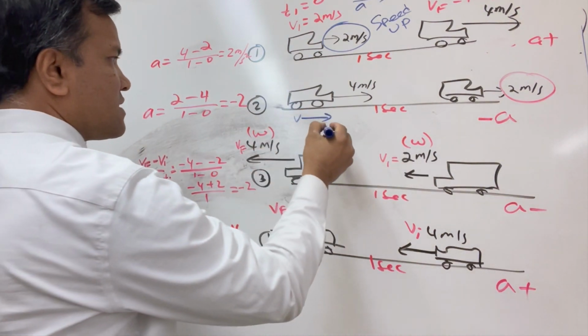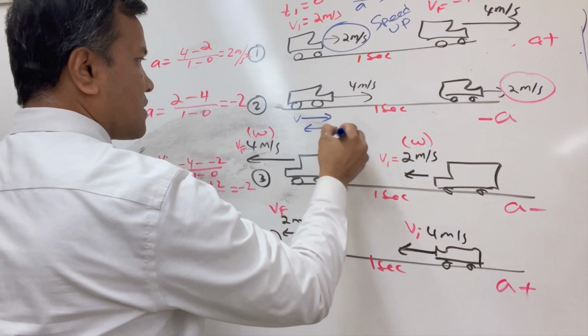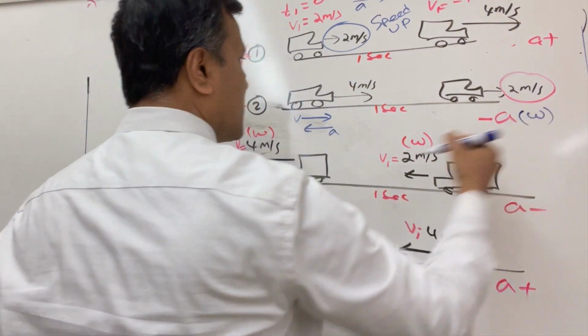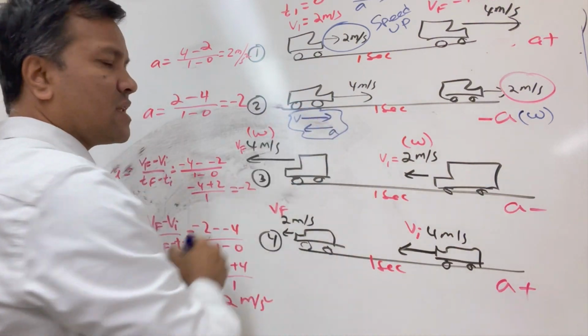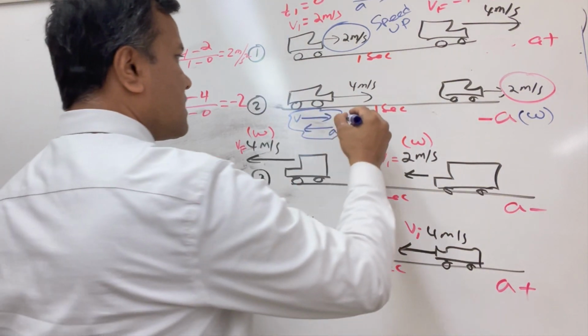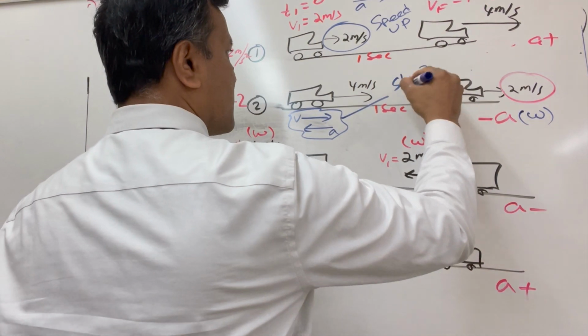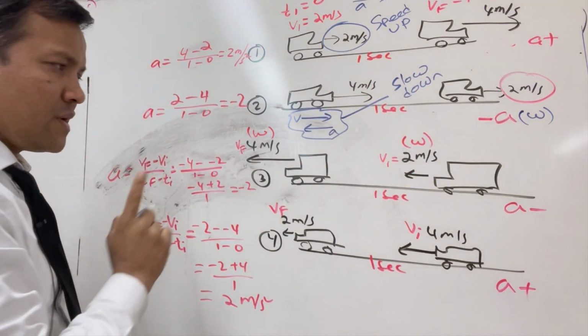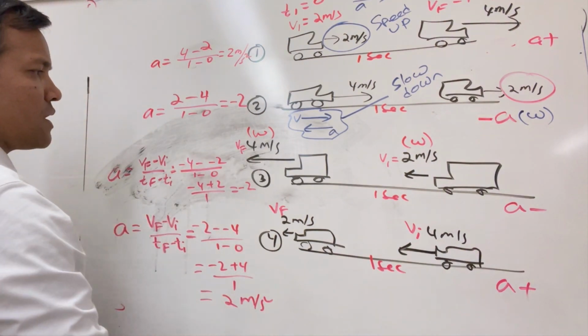The velocity is, of course, to the east. However, acceleration is to the west. How do we know acceleration is to the west? Negative means west. If velocity and acceleration are in different directions, then the object slows down. Is this object slowing down? Yes, it is.